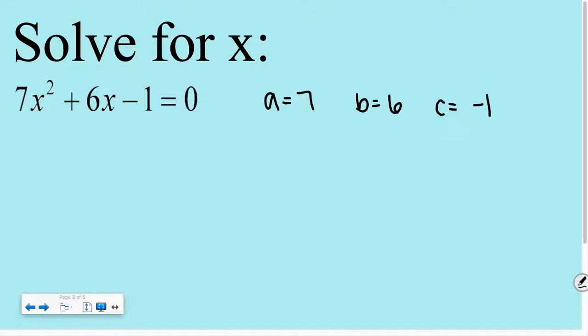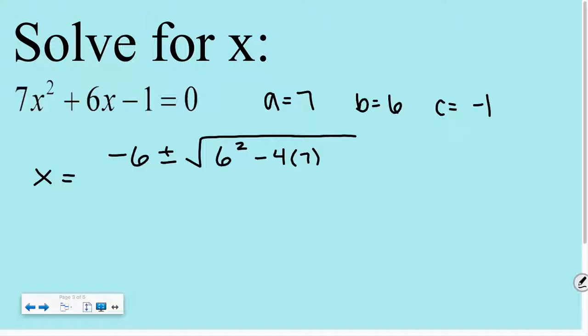You have yours typed up there, the quadratic formula. So all it is now is substitution. Some people say negative b, that's what I like to say. Others say the opposite of b. So at the beginning where it says negative b plus or minus, you actually have to put the opposite of the b. So ours is going to start with negative 6 plus or minus the square root of b squared, so 6 squared, minus 4 times a, which is 7, times c, which is negative 1, all over 2 times a, or 2 times 7.